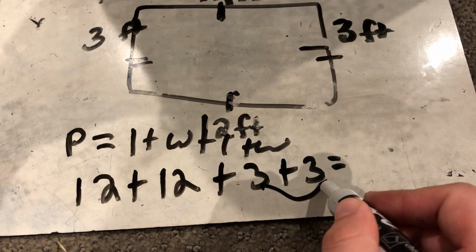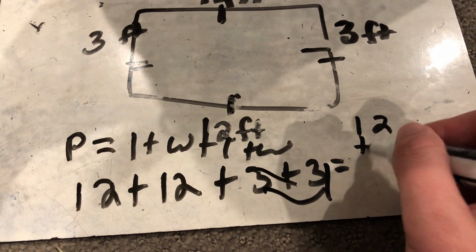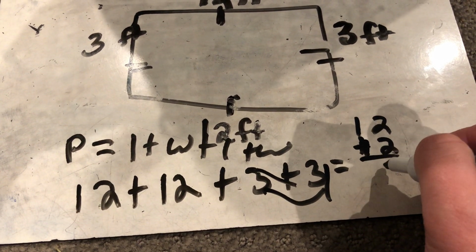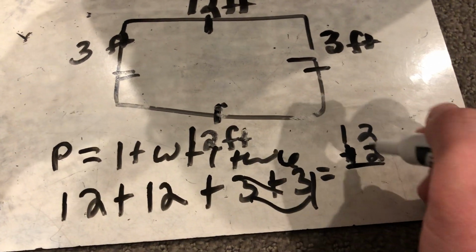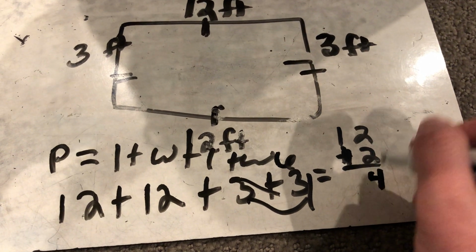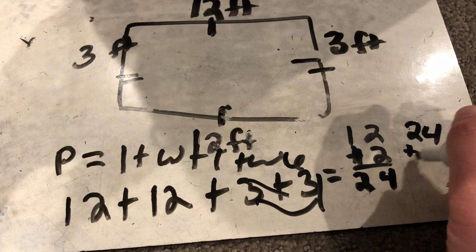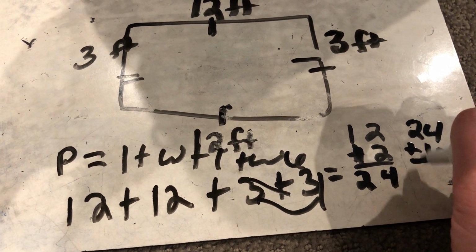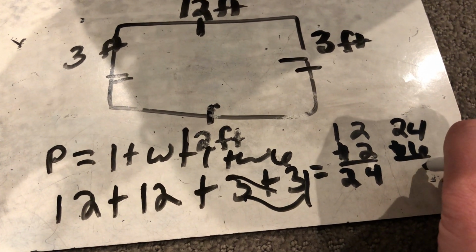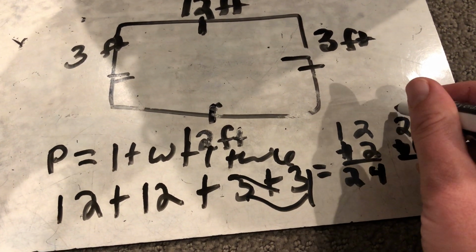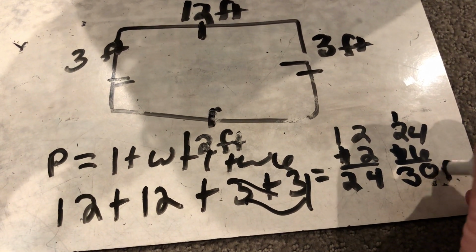Okay, so I know what 3 plus 3 is, it's 6, so I'm going to cross that off. So I'm going to do 12 plus 12. That's 4 ones, and that's 2 tens. So I have 24 plus 6. Okay, line up the ones together. The 6 has no tens. So 4 plus 6 is 10 ones. I have to carry over. 1 plus 2 is 3. So my answer is 30 feet.